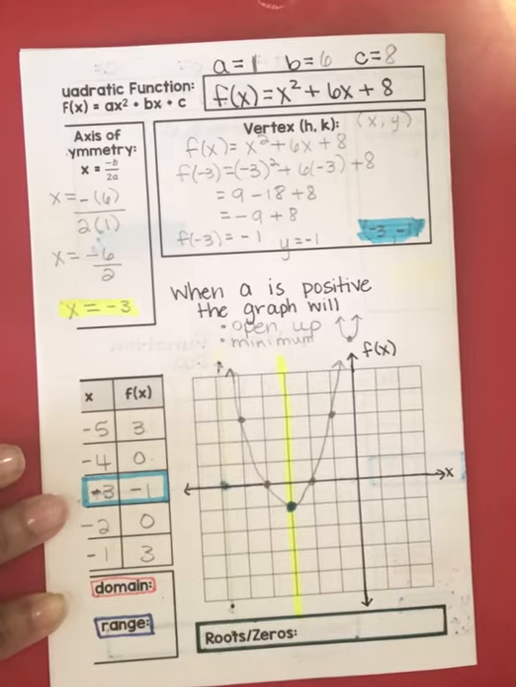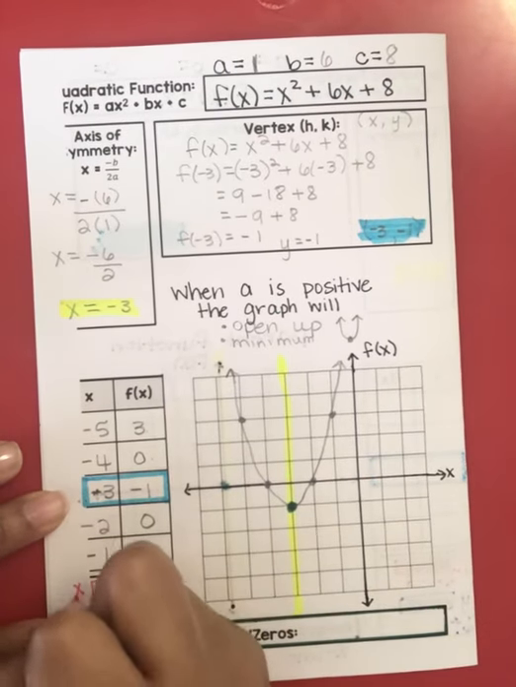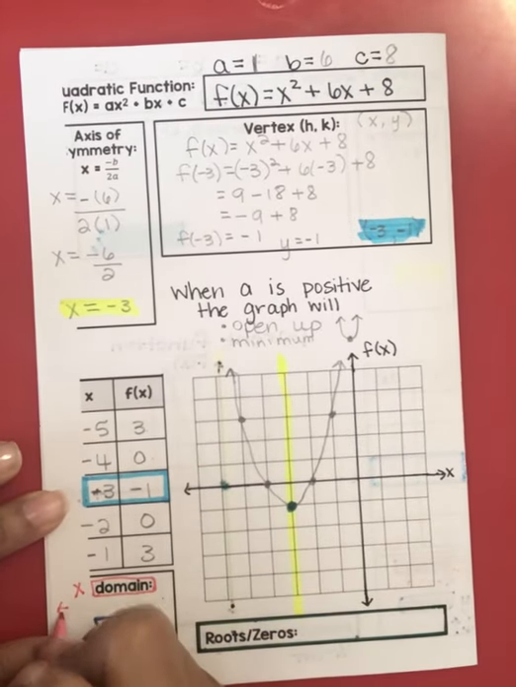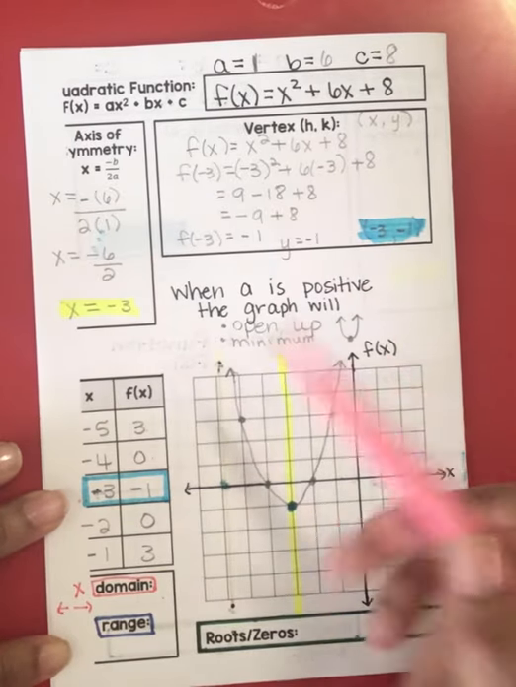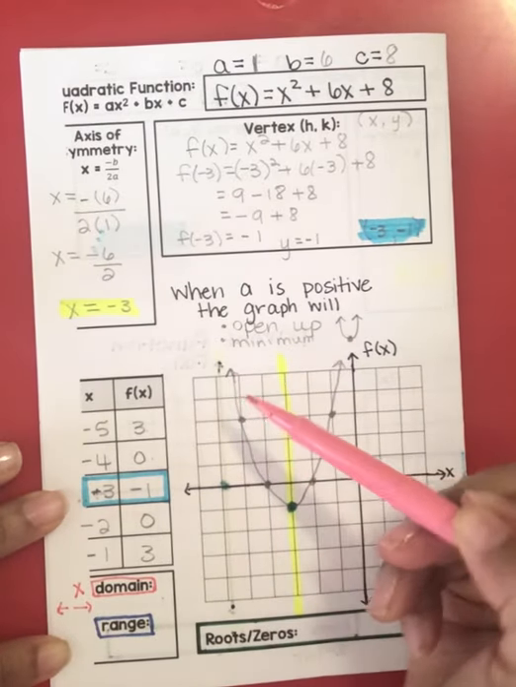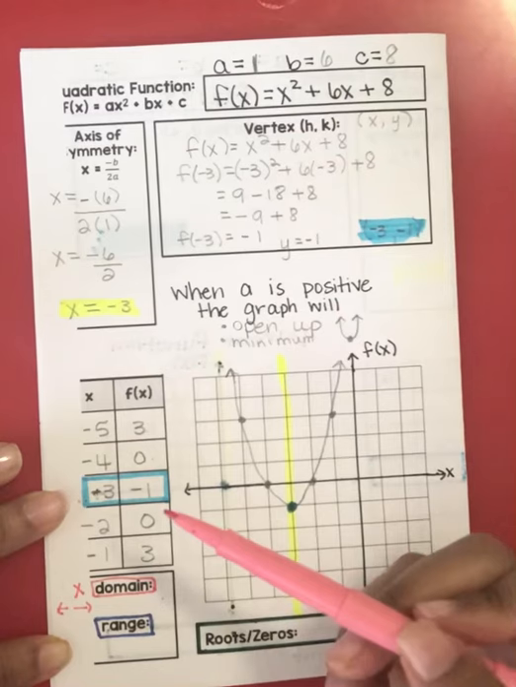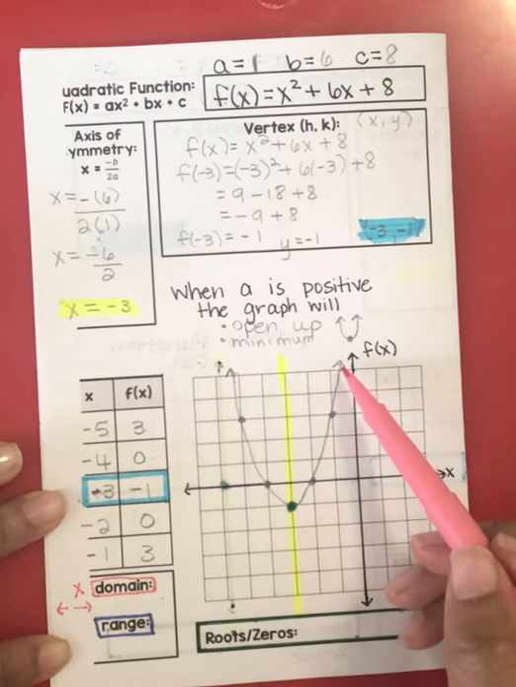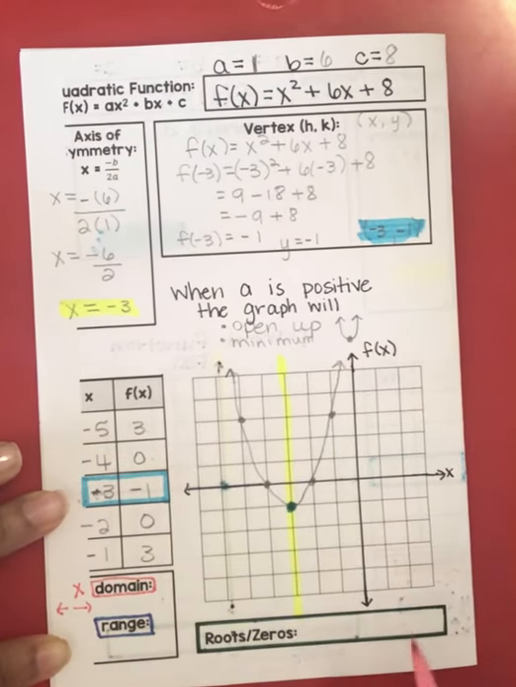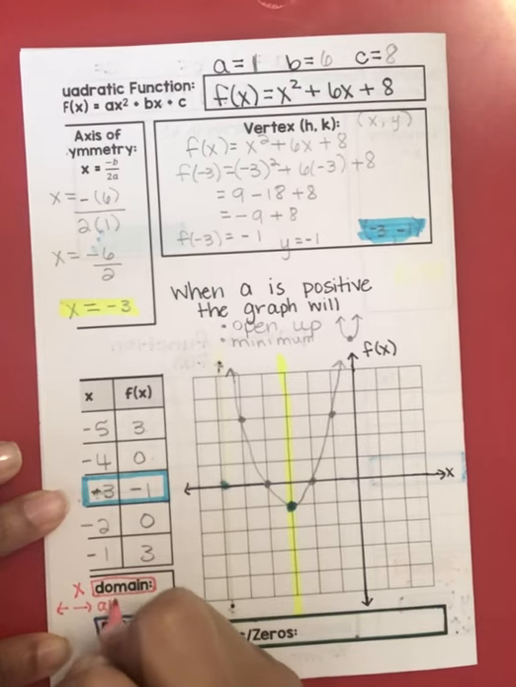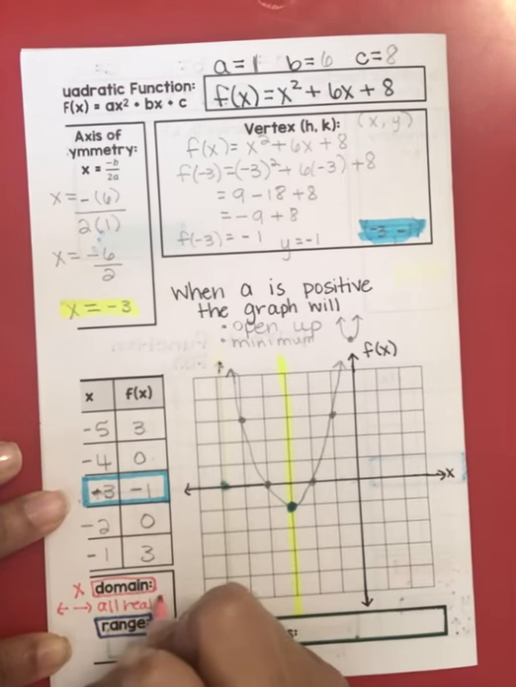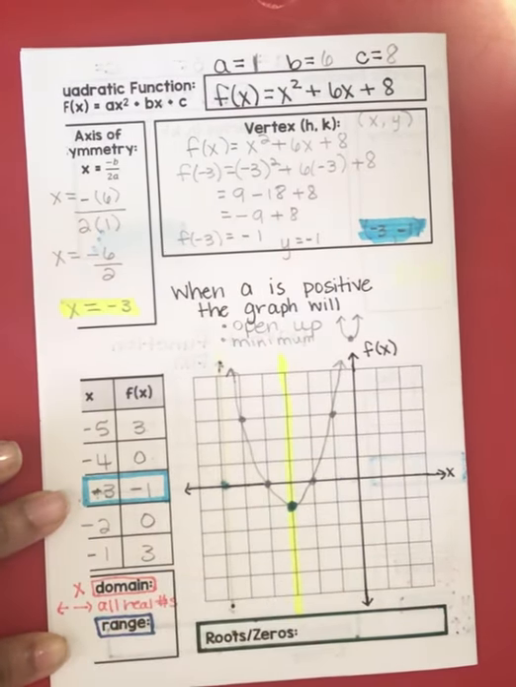Let's talk about our domain. Like we said, the domain is my x values, and I'm looking at how far left and how far right my values go. On the left, I have an arrow, which means it's going forever and ever in the left direction. And on the right, I have an arrow, which means it's going forever and ever in the right direction. Therefore, it's all real numbers.